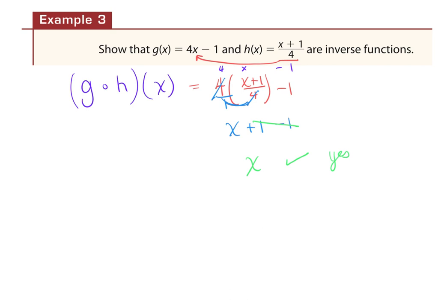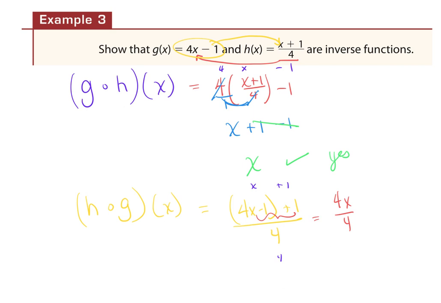It would have worked if I had done it the other way. H of g of x. That means I'm going to take g and I'm going to plug it into h. All right? So instead of x plus 1 over 4, I'm going to write 4x minus 1 plus 1 over 4. This is x plus 1 over 4. All right? I just plugged it in. On the top, I have 4x minus 1 plus 1. What happens there? It zeroes out. I'm left with 4x over 4. Can I reduce it? Yes, my 4 over 4 reduces. I'm left with x. Yes, they are inverses of each other.